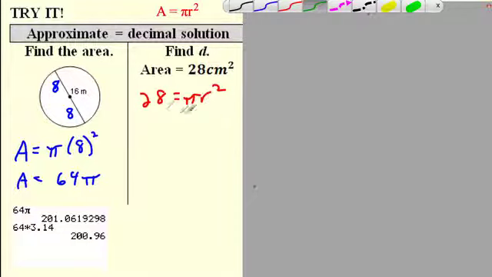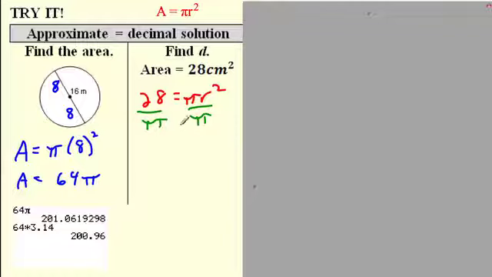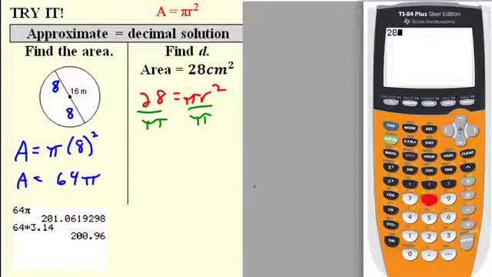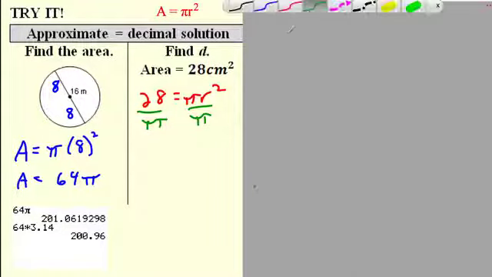Well, I'm looking for r. How do you solve for r? Well, you got to get r by itself. So the first thing you're going to do is divide by pi. So I'm going to have to go straight to the calculator on this one because I don't know what that is. 28 divided by 3.14 is what? Looks like 8.9. So we're going to cut off at one decimal.